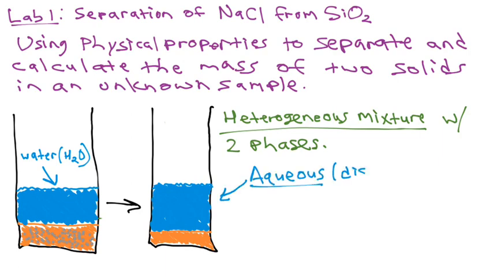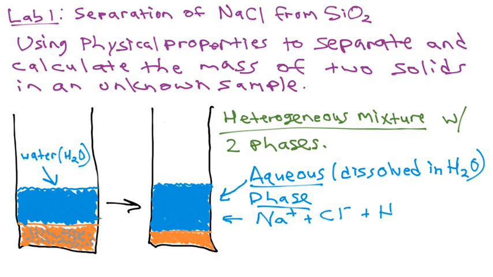The first phase is the aqueous phase. The aqueous phase means that it's either water or it's dissolved in water. So in this case, your sodium chloride changes into sodium ions and chloride ions plus water. Those are the three components of the aqueous phase. The solid phase is silicon dioxide. So now you have the salt almost separated from the sand.